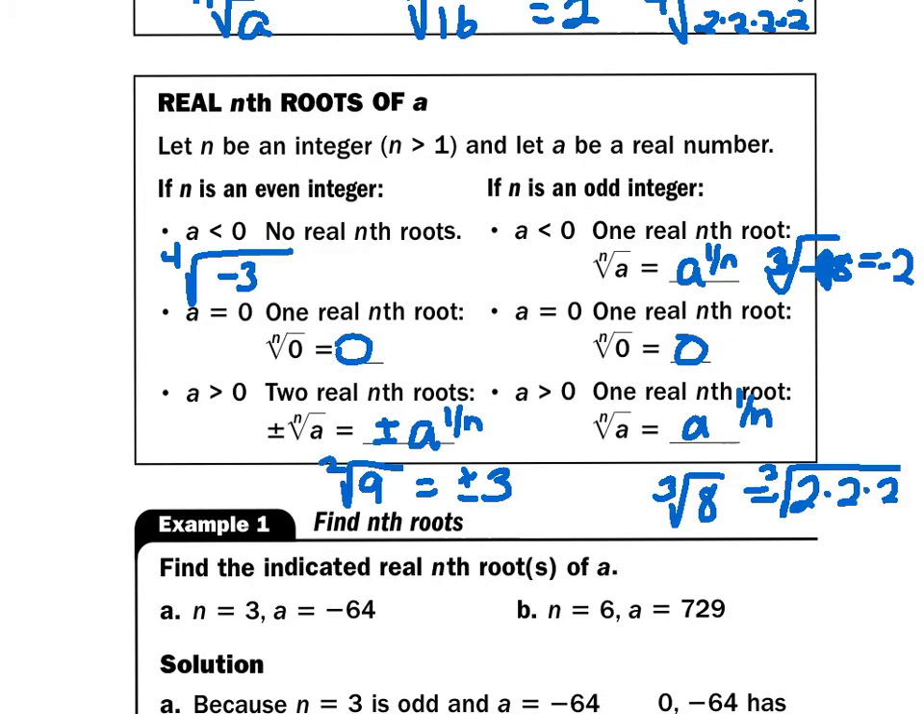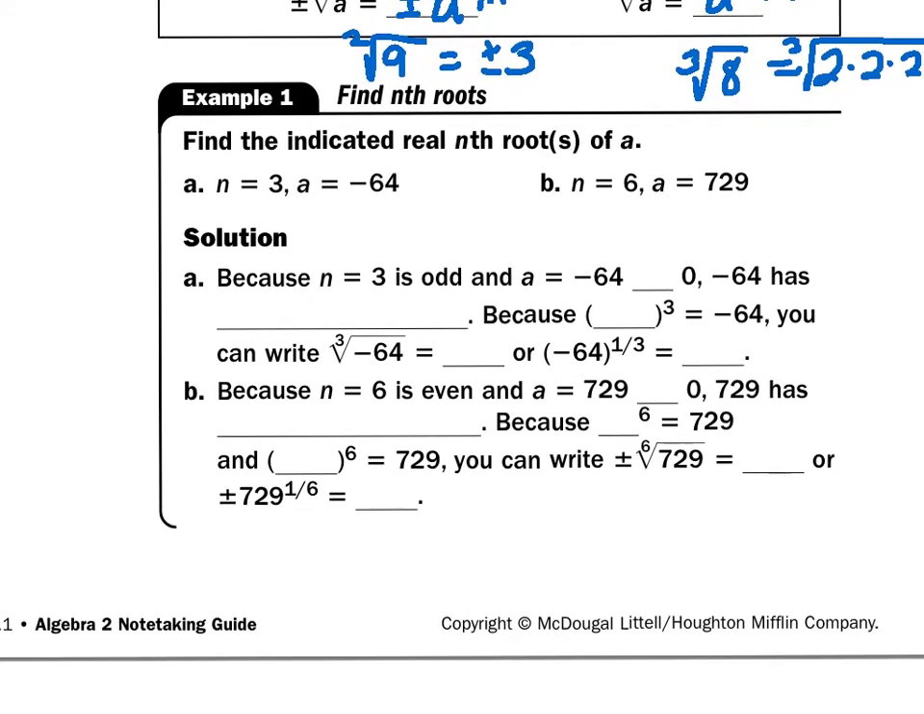So let's look at examples. Find the indicated real nth root of a. Let's write it in a system that you can understand. The a is inside the radical sign, and the n is the root number out here. So, what can we multiply by itself 3 times and get negative 64? And that is only negative 4. So it is negative 4.